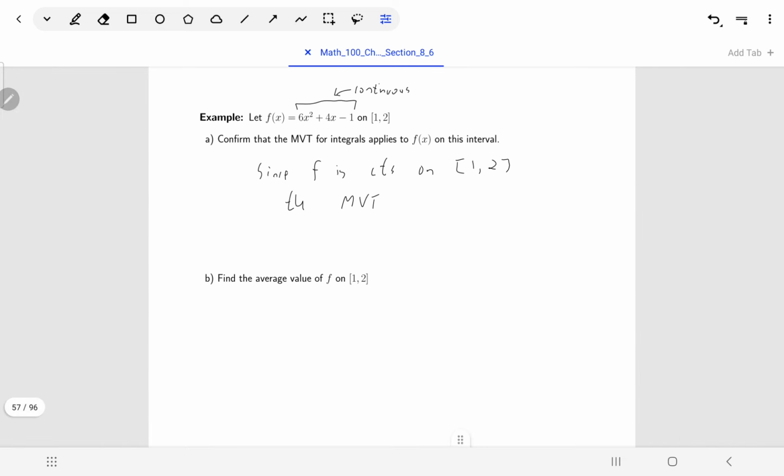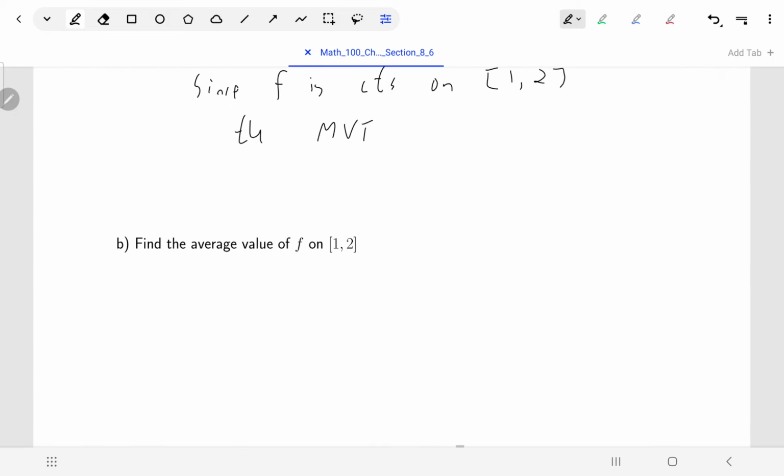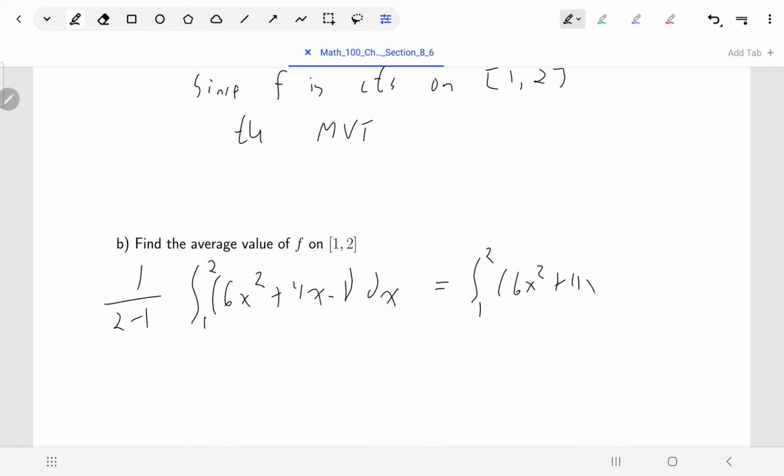Because remember, the only thing that we required for the mean value theorem for integrals was that our function was continuous on a closed interval, and f is a polynomial, so it's continuous on that closed interval, and we're good to go. So now, if I wanted to find that average value from 1 to 2, then that would be the integral from 1 to 2 of f multiplied by 1 over the difference between the endpoints, 1 over 2 minus 1. Conveniently enough, 1 over 2 minus 1 is the same thing as 1 over 1, which is just 1. So really the average value of f will just be the definite integral of 6x squared plus 4x minus 1.